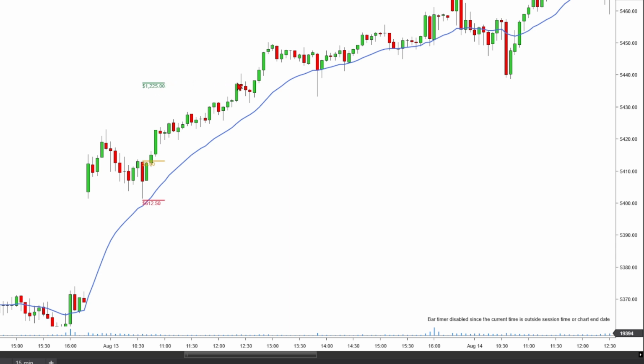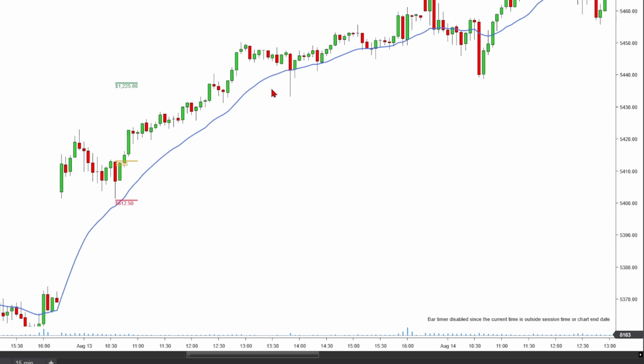Look where the market comes up to. Comes up right up to that level. So double bottom at the moving average in a bull trend, 2 times your risk puts you up here. As the market moves up, look how it comes back and reacts to this moving average.